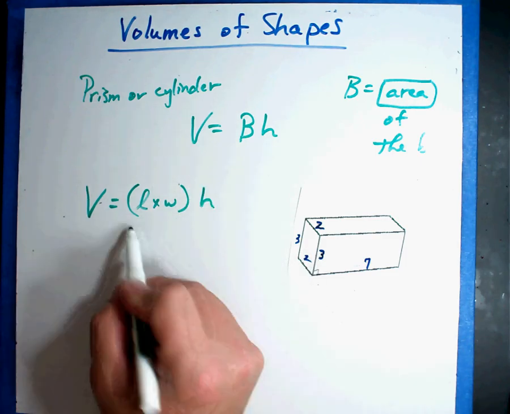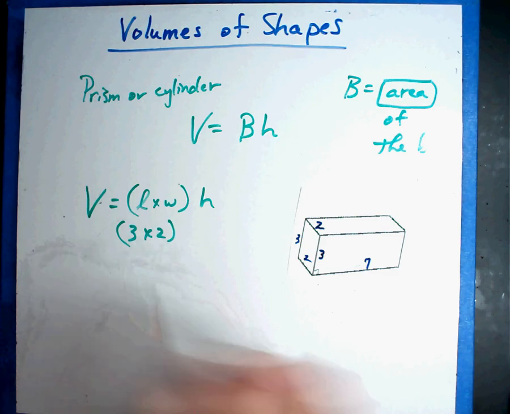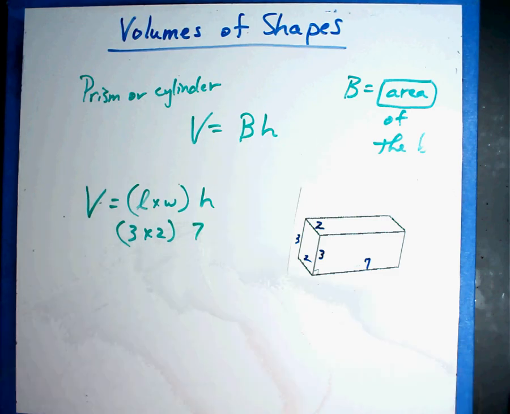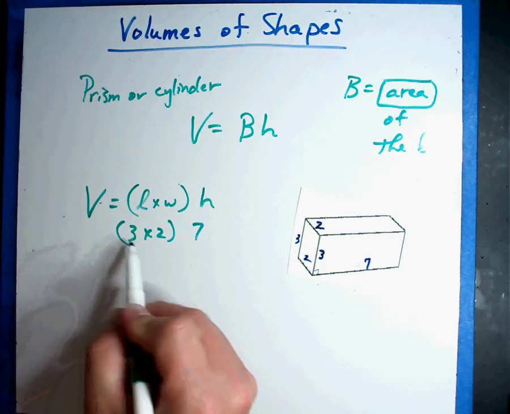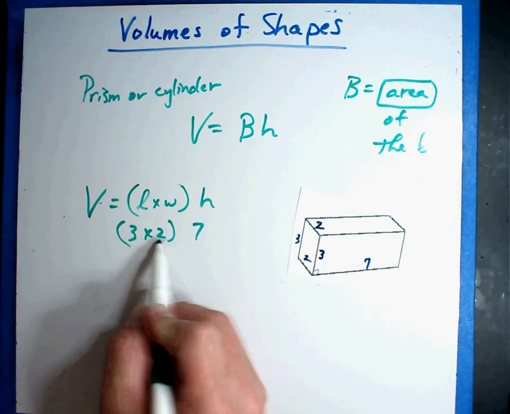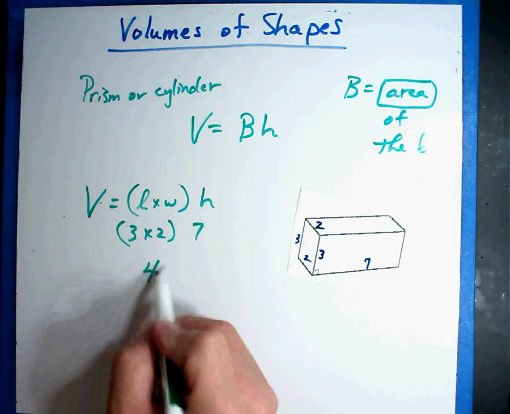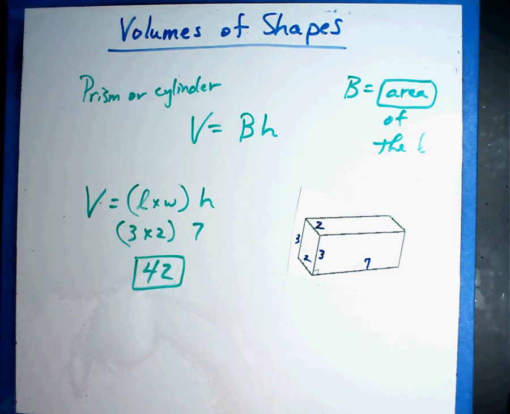So that means it's going to be 3 times 2 times the height of 7. Remember, a volume is if you were to open the end and fill it up with liquid, maybe water. What's the volume inside? Well, 3 times 2 is 6, times 7 is 42. There's my volume. I'm just plugging numbers into the formula.